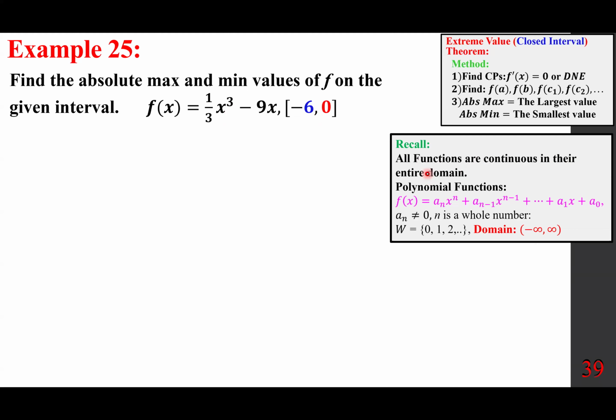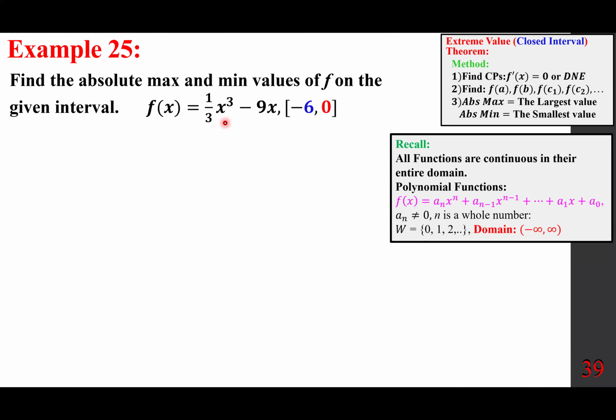So for example, polynomial functions in general are f of x equals a sub n x to the power of n plus a sub n minus 1 x to the power of n minus 1 plus and so on plus a sub 1 x plus a sub 0. a sub n is the leading coefficient, a sub n x to the power of n is the leading term. So the leading coefficient can't be 0. n is a whole number, meaning 0, 1, 2 to infinity. Domain is real numbers from negative to positive infinity.